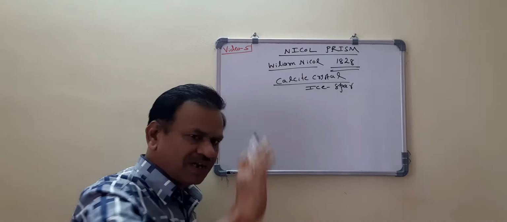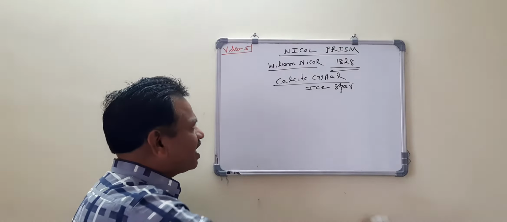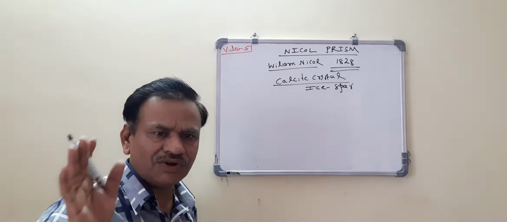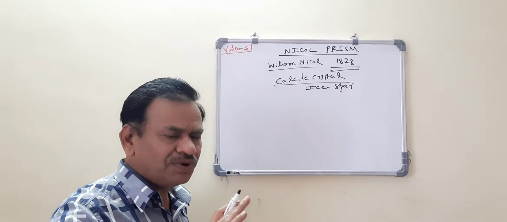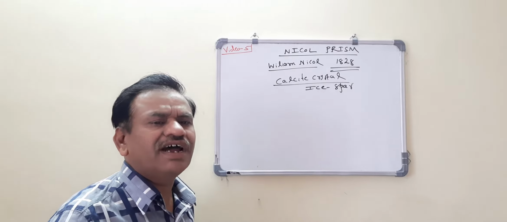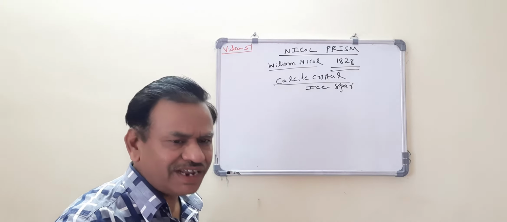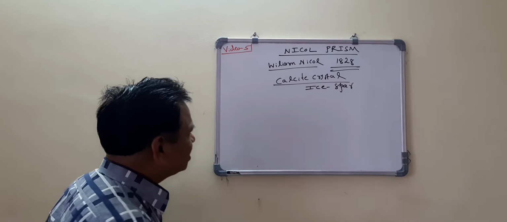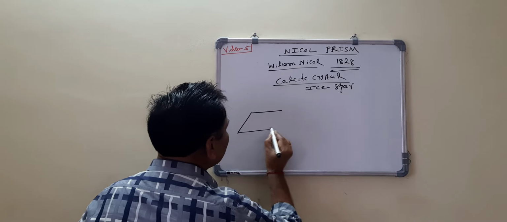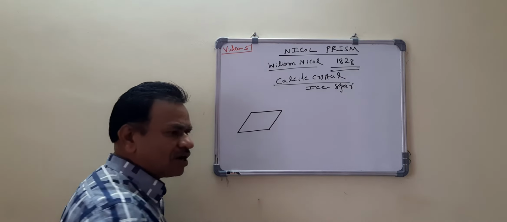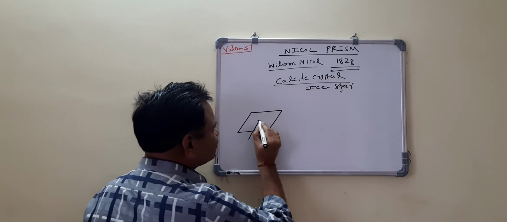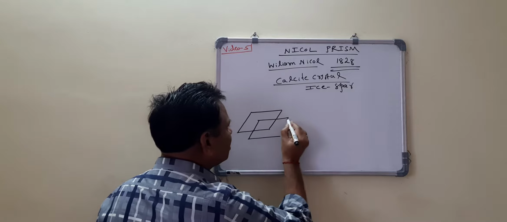As I explained in the previous video, the calcite crystal is a double refracting crystal, so whenever ordinary light is incident on it, two refracted rays are produced. One is the ordinary ray and the other is the extraordinary ray. Here, this is the rhombohedral structure, a hexagonal rhombohedral structure.